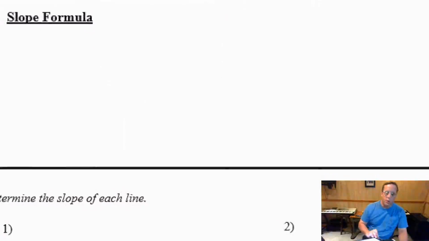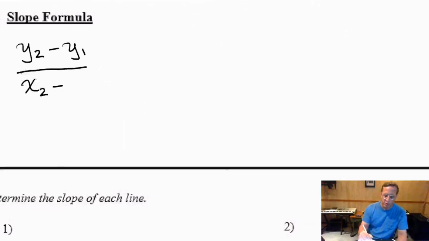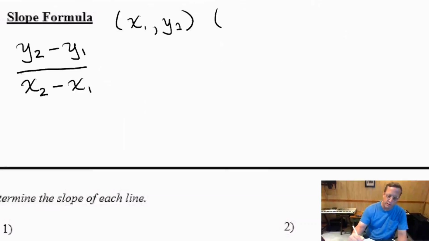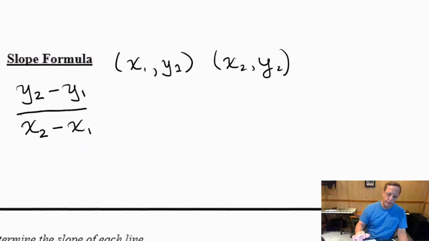Now, the algebraic way to approach slope is to use a slope formula. The slope formula is going to be y2 minus y1, and those are not exponents, those are just ordinal numbers, the second y minus the first y, over x2 minus x1. So we have an ordered pair, your x and y, and then you have another point like that.